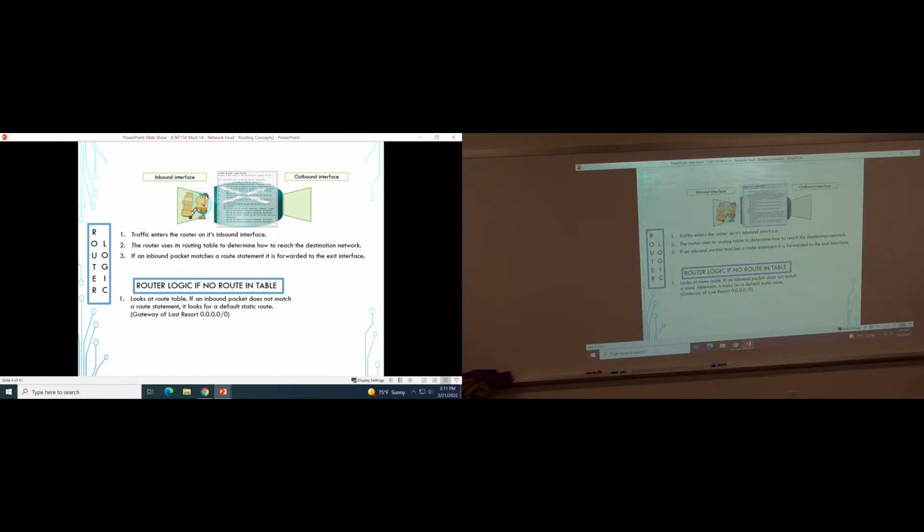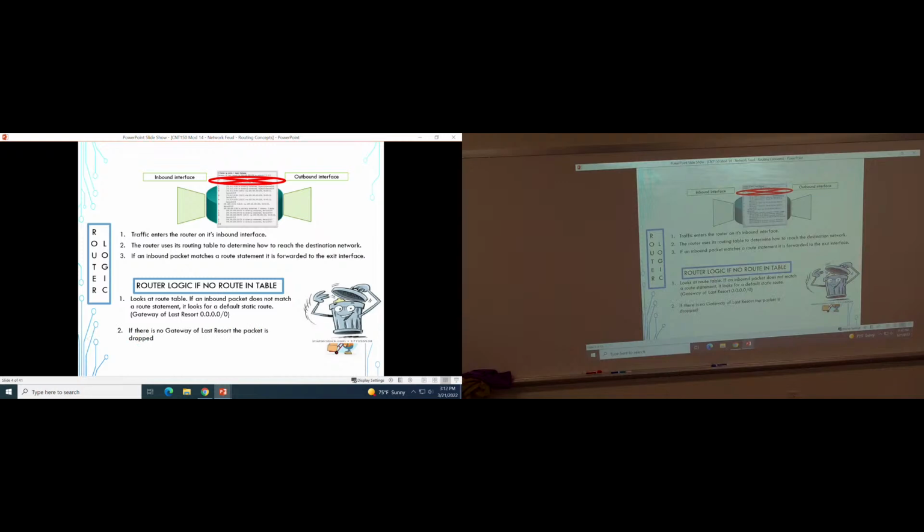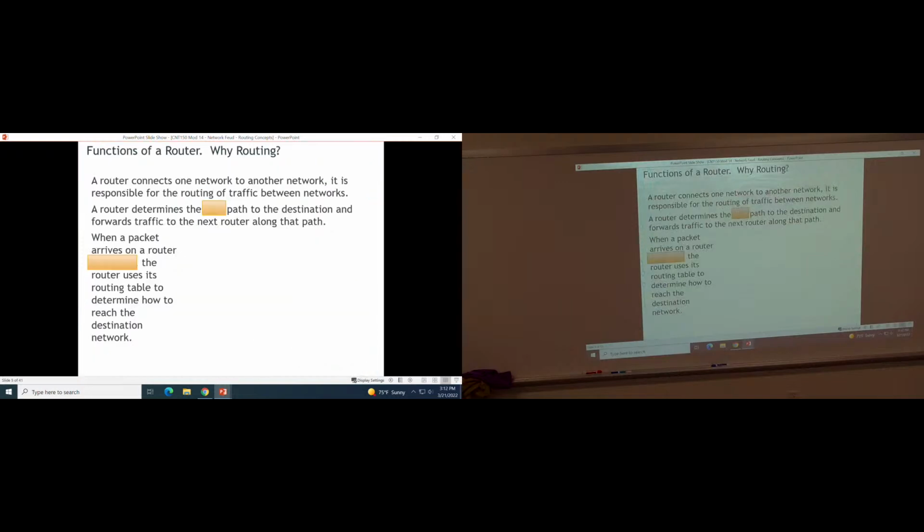So then it's going to go out the exit interface, and it makes it. Well, what if there is no gateway of last resort? Then what happens? Yeah, it just drops it, right? It's going to get thrown away. Poor packet. It doesn't have any place to go, and we're going to get an error message back that says destination host unreachable. So we are going to get a message back, and that packet will be dropped.